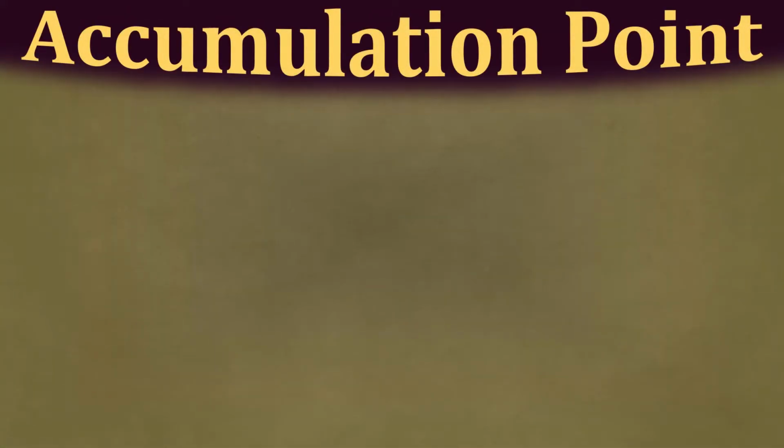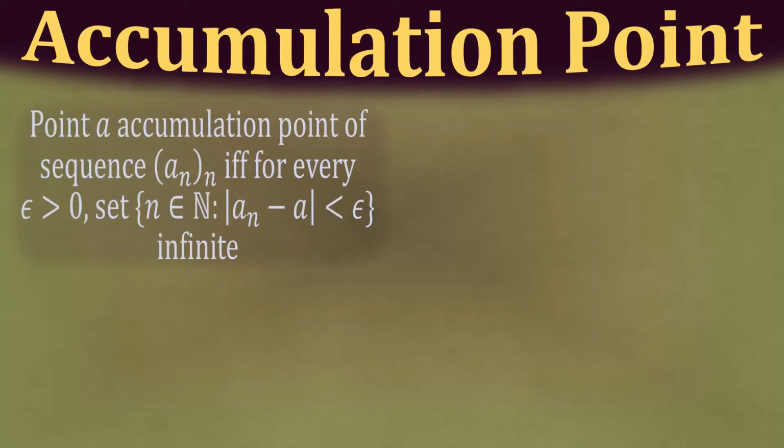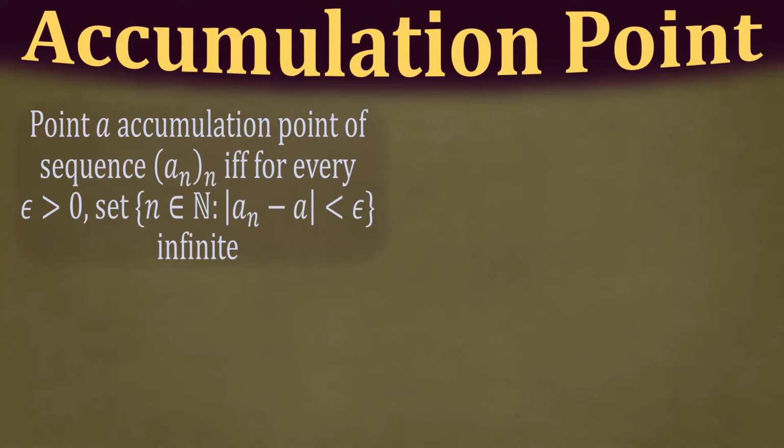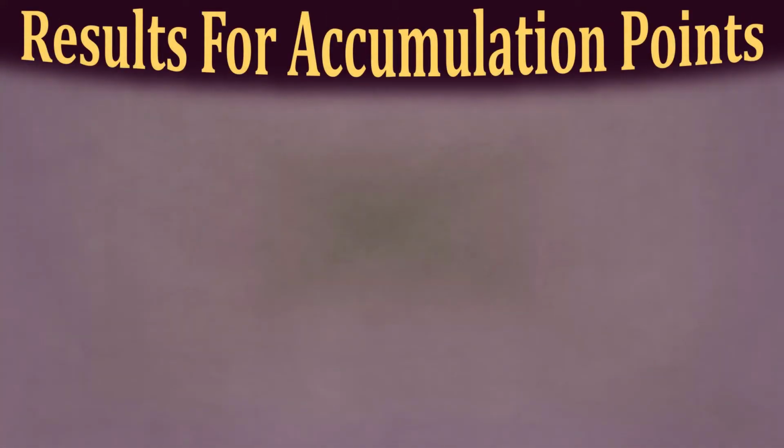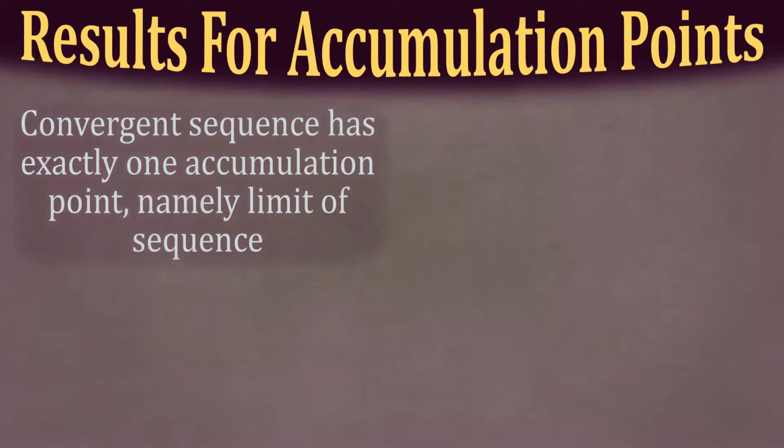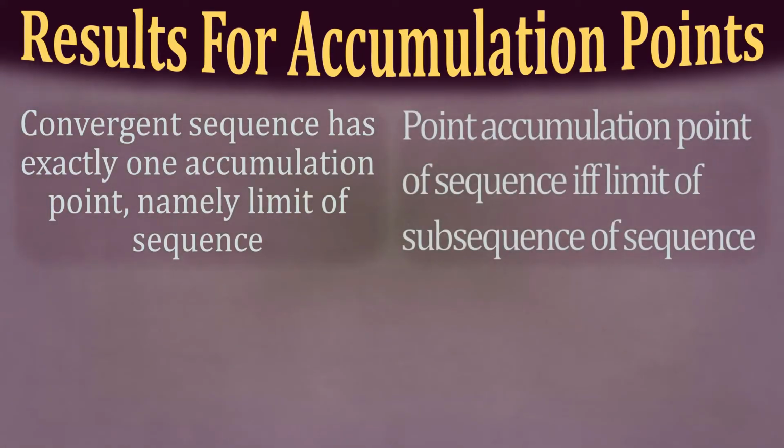accumulation point. A point a is an accumulation point of the sequence a_n if and only if, for every epsilon greater than 0, the set of all n in the natural numbers such that the modulus of a_n minus a is less than epsilon is infinite. Now, let's give some results for accumulation points. First, a convergent sequence has exactly one accumulation point, which is the limit of the sequence. And a point is an accumulation point of a sequence if and only if it is the limit of a subsequence of the sequence.